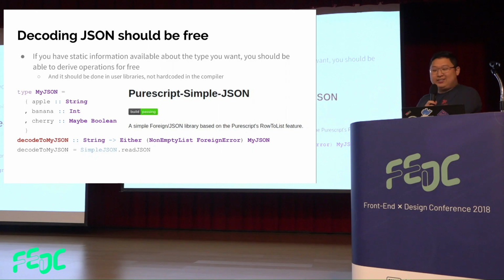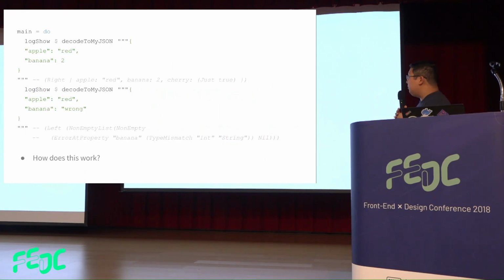But we don't have to actually write this boilerplate, right? If we can define a generic function that actually uses this information, we can do this. And so I wrote a library called simple-json, which can actually take that information from before. So one example would be, okay, we have this main. Let's do log show decode to MyJSON. And so I'm going to pass in some JSON, apple red, banana 2.